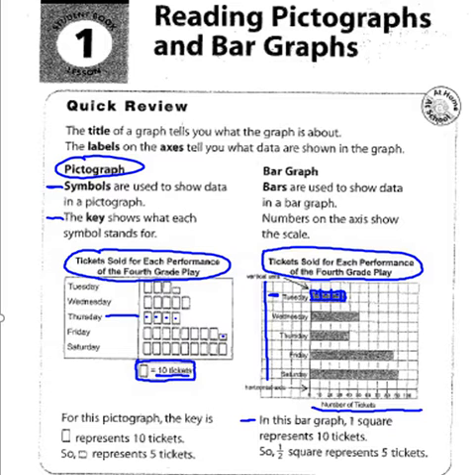If we take a look at Friday, if we count the full squares, we get 1, 2, 3, 4, 5, 6, 7, 8, and then there's a half. So 8.5 squares would be 85 tickets sold on that day.